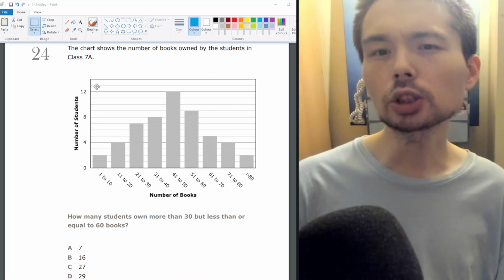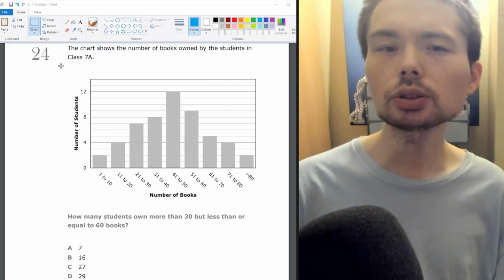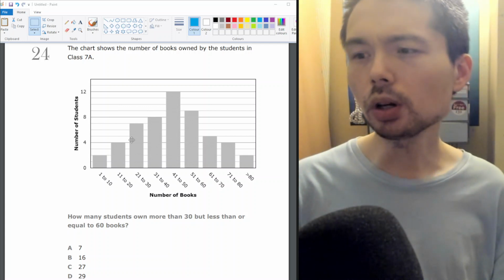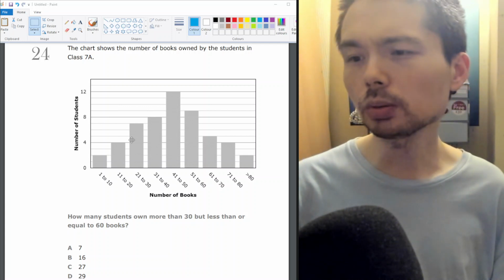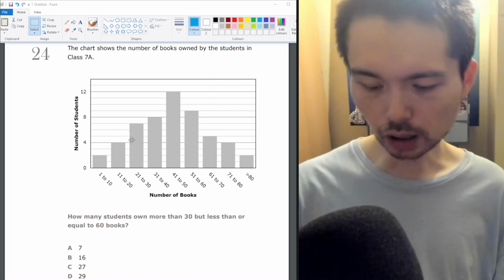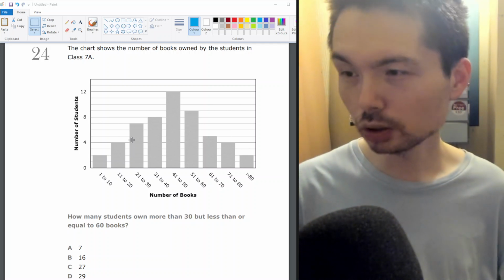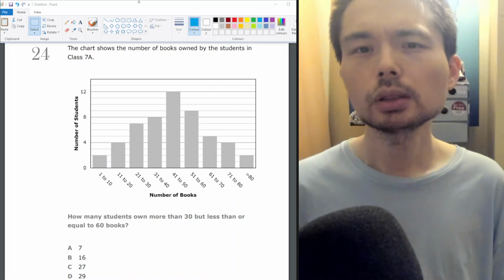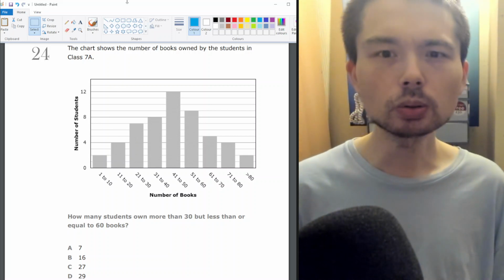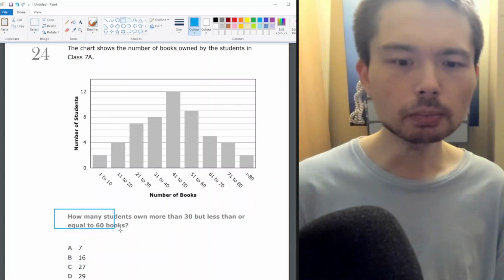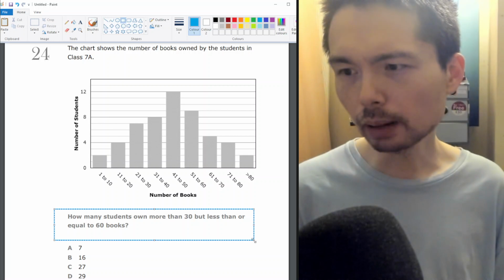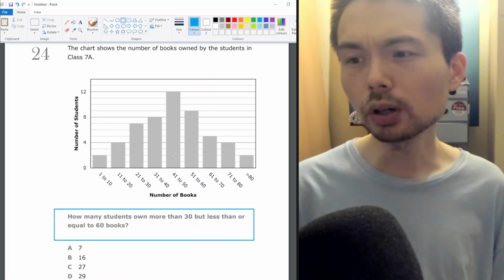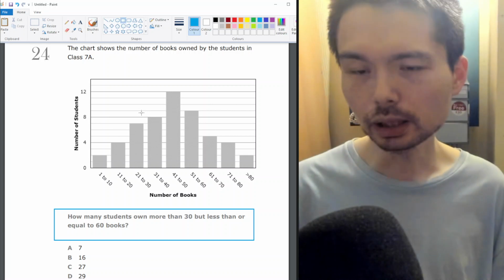Question 24. The chart shows the number of books owned by the students in class 7A. How many students own more than 30 but less than or equal to 60 books? With a bar chart, I have told my students you can just look at each of these bars and put the number at the top. To save time, of course, we just put the numbers above the bars that matter. Look at that blue box. We are going for the bars that are more than 30 and less than 60.